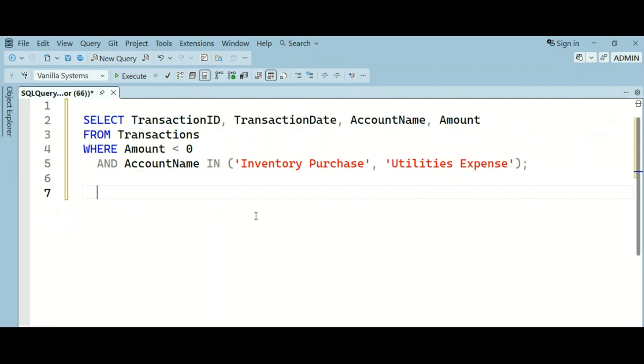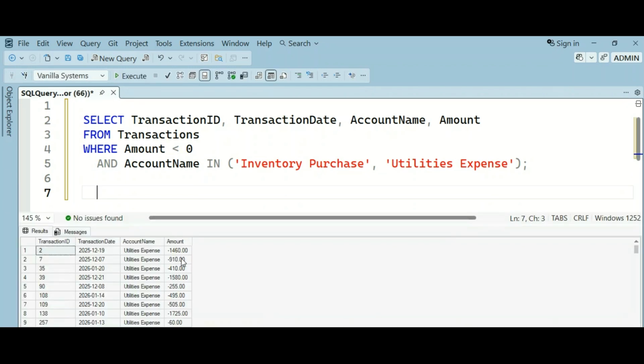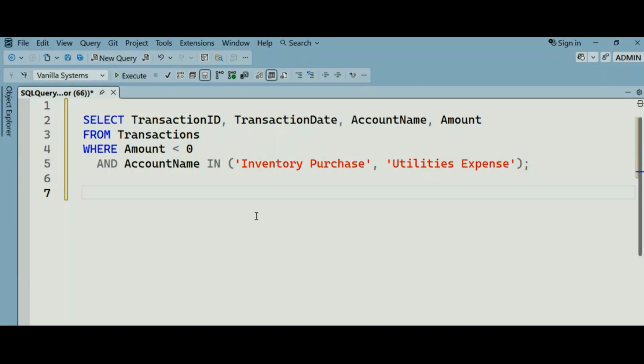This query captures negative transactions for specific accounts. Accountants use this for cash flow analysis to see where money is leaving the business. Here we are using the IN operator: inventory purchase, utility expense. In Excel, you would filter the amount column for negative numbers and then filter account name for multiple choices. SQL combines this efficiently using the IN operator.